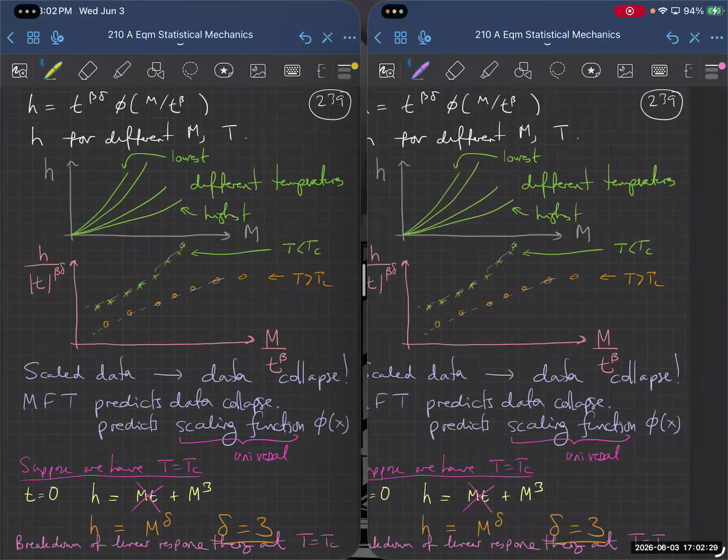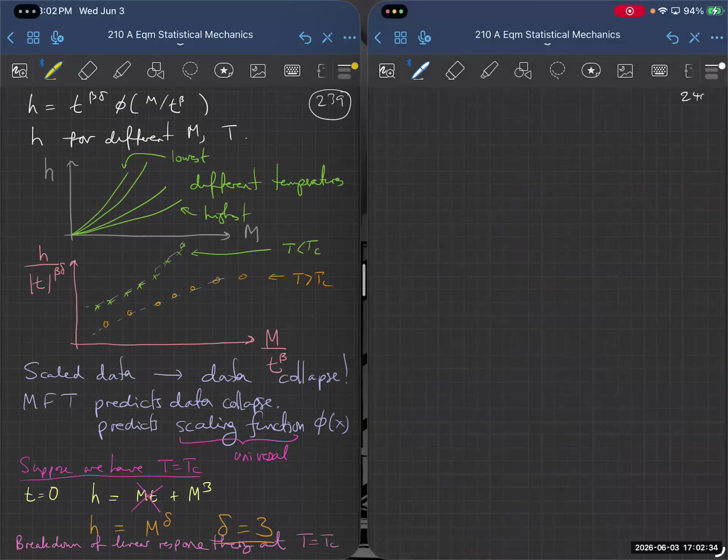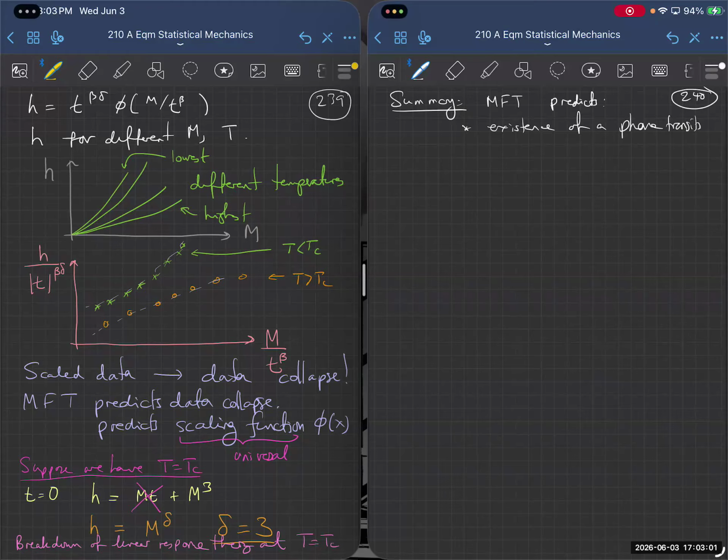And so this is the result. So let's summarize then, because I've now finished what I want to tell you. So the summary. Mean field theory, which is self-consistent, predicts the following. One, it predicts the existence of a phase transition. It predicts the critical temperature.